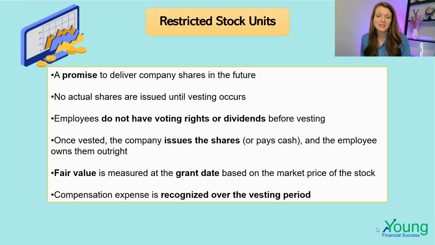Once they are vested, that's when the company issues the shares and the employee owns them. So it all happens at once. Whereas the other one, their name was on it, but they just couldn't sell it, basically. They couldn't run away with it until they were fully vested.